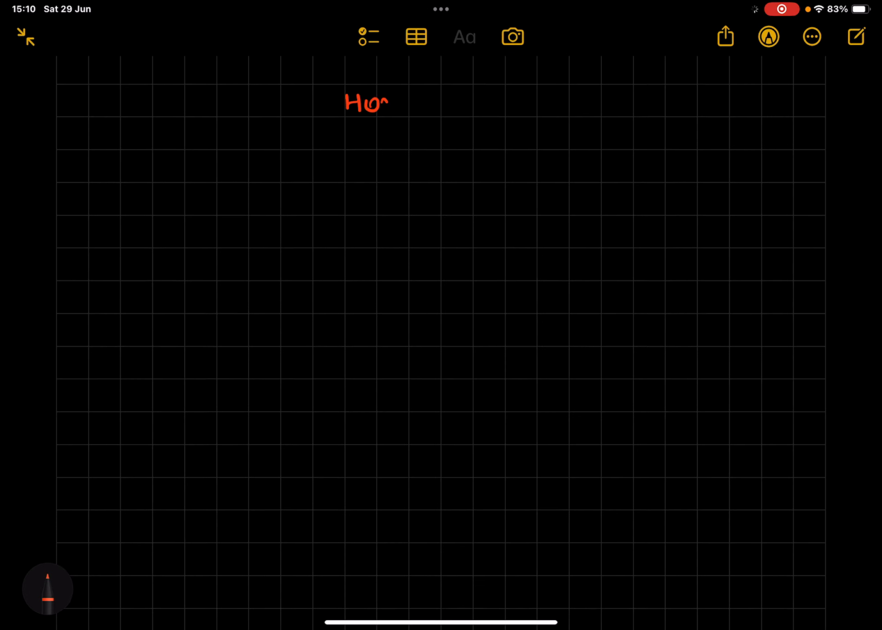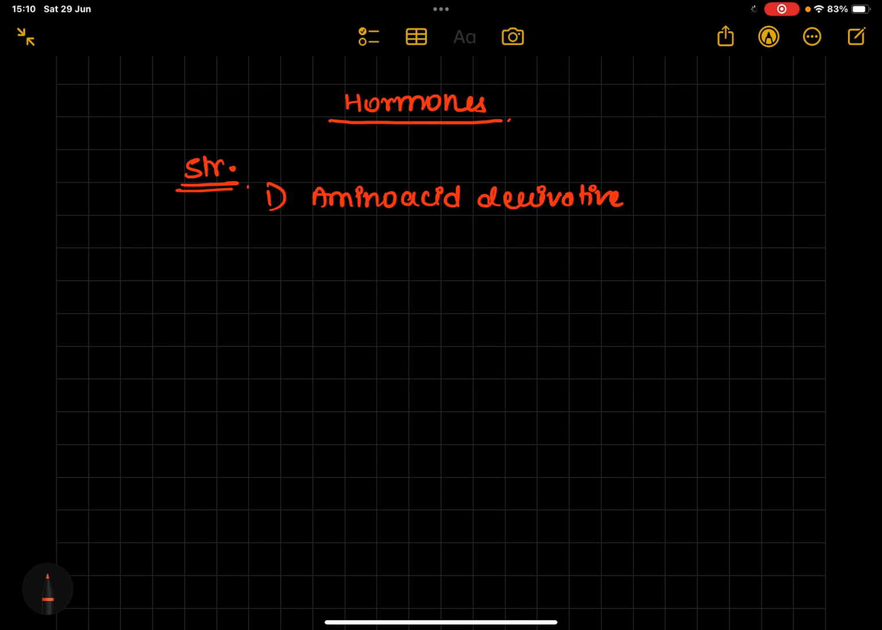So today we will study hormones की स्ट्रक्चर के बेसिस पे इनका क्या क्लासिफिकेशन है. सो फर्स्ट वन इज़ अमीनो एसिड डेरिवेटिव्स. अमीनो एसिड डेरिवेटिव में हम दो अमीनो एसिड्स पढ़ेंगे जिनसे कि वेरियस हार्मोन्स डिराइव्ड होते हैं.